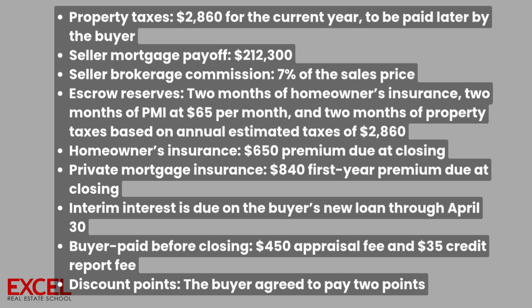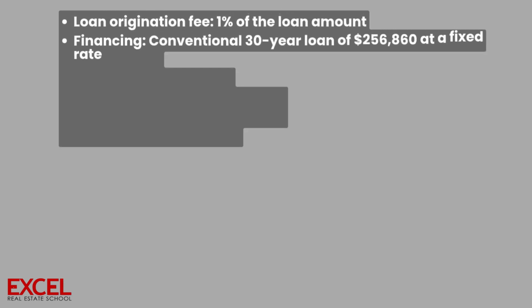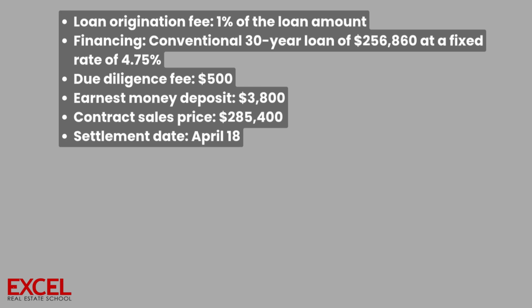Discount points, the buyer agreed to pay 2 points. Loan origination fee, 1% of the loan amount. Financing, it's a conventional 30-year loan of $256,860 at a fixed rate of 4.75%. Due diligence fee, $500. Earnest money deposit, $3,800. Contract sales price, $285,400. And the settlement date, April the 18th.